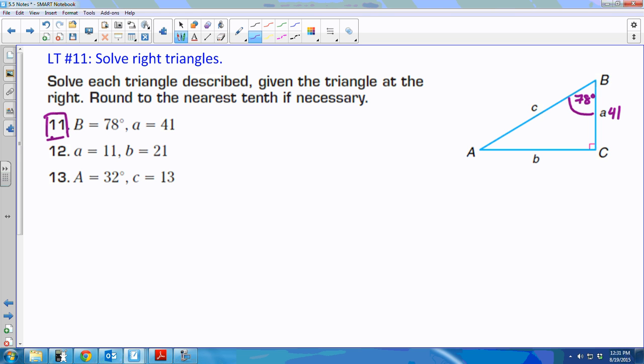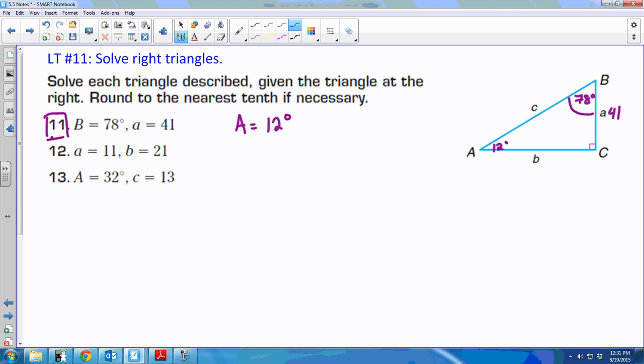The easiest thing to do is to find the missing angle first. So what's the missing angle going to be? There's 180 degrees in a triangle, and there's already a 90-degree angle because this is a right triangle. So we're showing 90 minus 78. Okay, so now we have all the angles. Now I need to find one of the missing sides. I'm going to have to use trigonometry to do that because I don't have two sides, so I can't use the Pythagorean theorem.